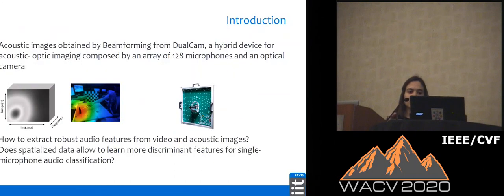Acoustic images are a new specialized audio data modality, and they are obtained by combining the raw audio signals of an array of microphones through the beamforming algorithm. In our case, we have an optic-acoustic device which is composed of a planar array with a webcam in the device center, which allows us to obtain audio and video modalities aligned in space and in time.